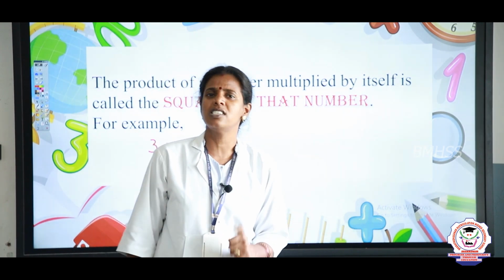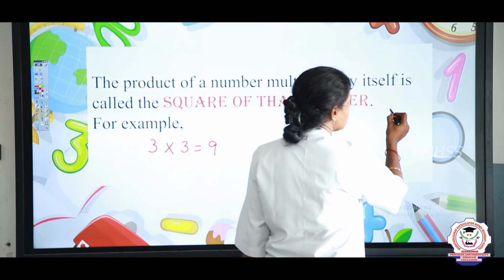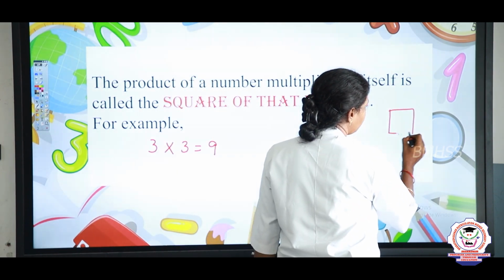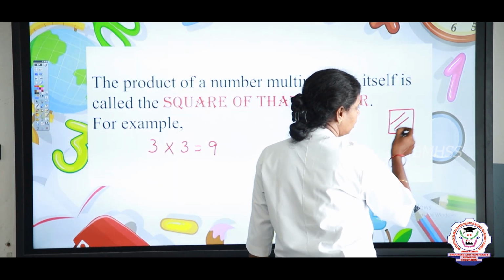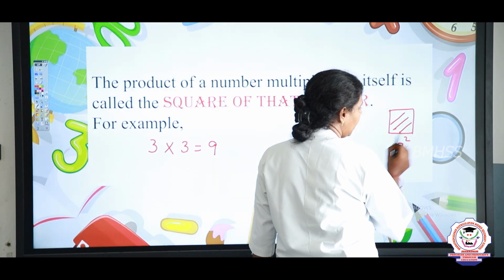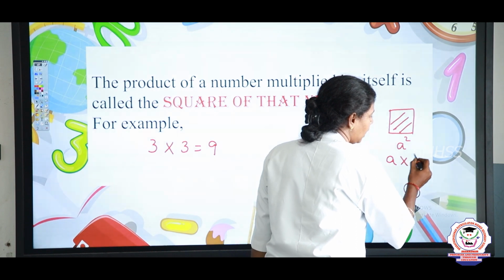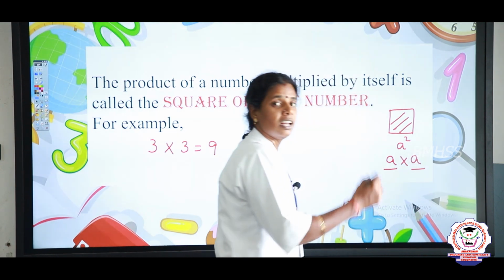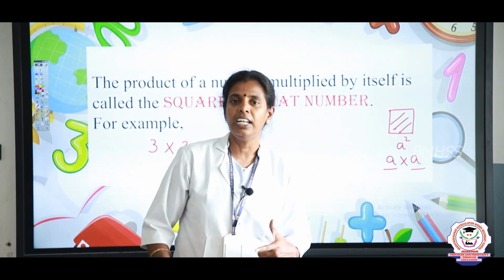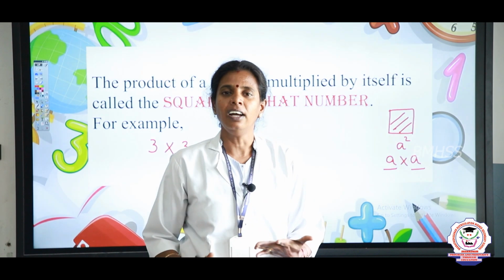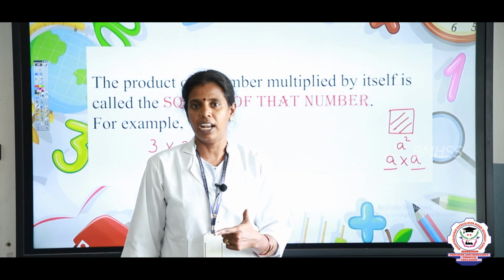Where do we use squares in our life? To find the area of a square field, for example. All four sides of a square are equal. The formula to find the area of the square is a square, which is nothing but a into a. Here the number which repeats 2 times is a square. To find the area of a square field or to calculate the area of square shaped flats, we use squares in our day to day life.